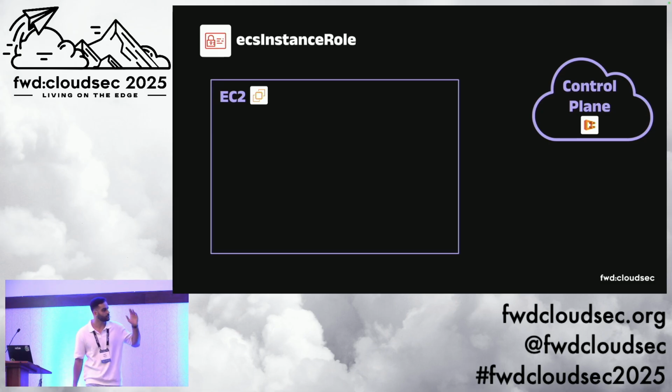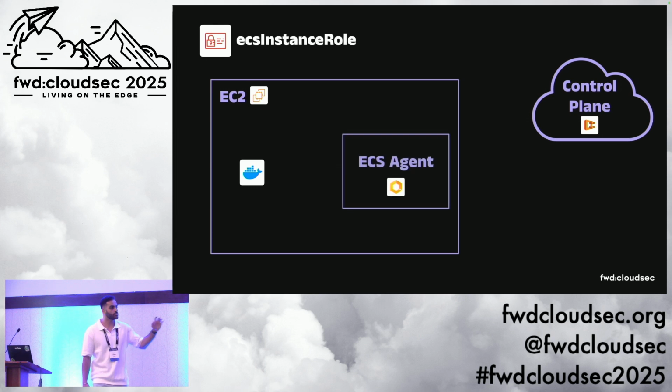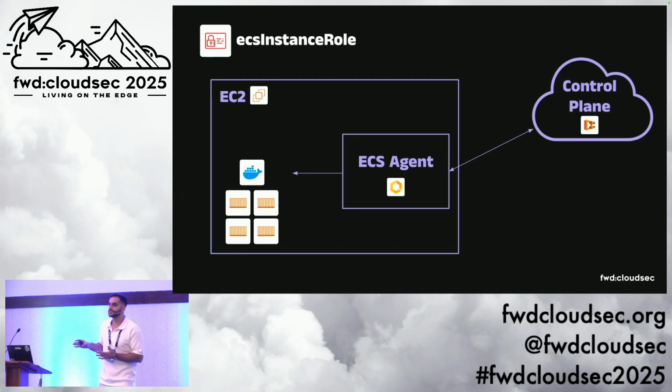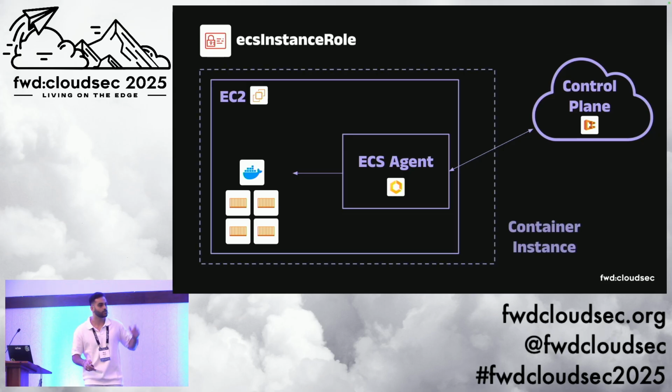On that instance, you'll find the Docker daemon that actually runs your containers, and a component called the ECS agent. The ECS agent acts as a bridge between the AWS control plane and the instance itself. The ECS agent authenticates to the control plane using the instance role and receives commands like start this task, start that one. This whole unit, EC2 plus ECS agent, is what AWS refers to as a container instance.